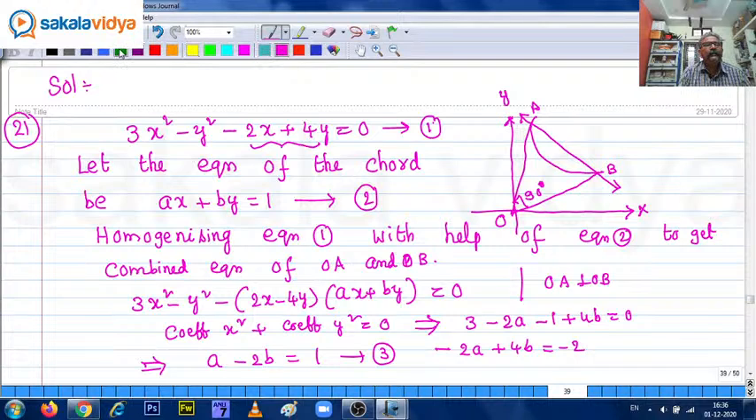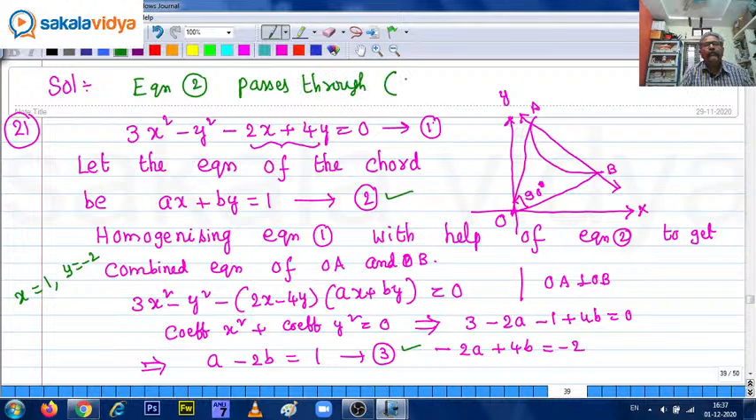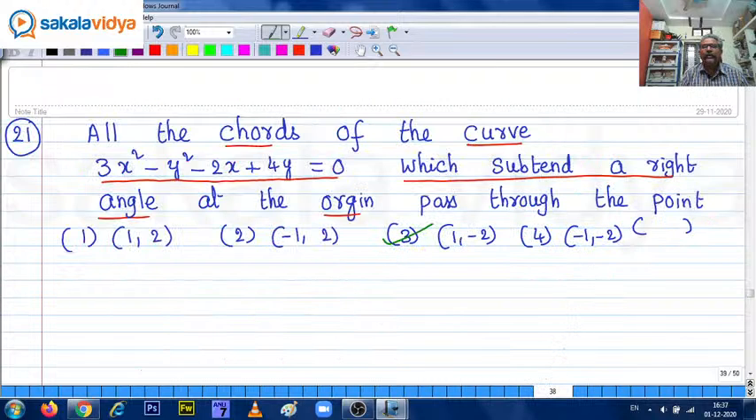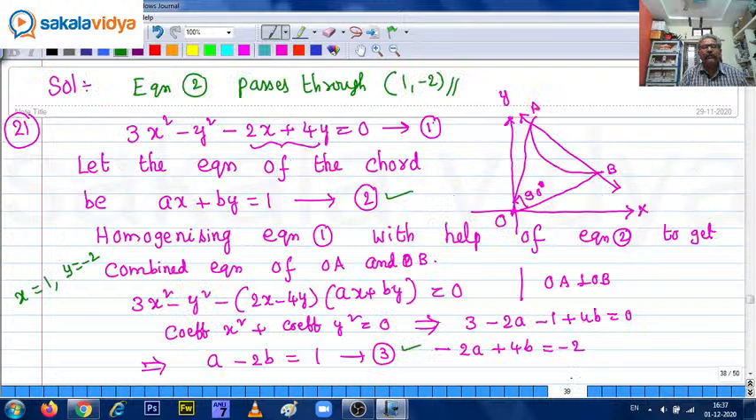Now compare 2 and 3. That means the second equation passes through: in the place of x you get 1, in the place of y you get minus 2. If you put x is equal to 1 here, you get a, and in the place of y minus 2, you get a minus 2b is equal to 1. That means equation 2 passes through 1 comma minus 2. This is the answer, 1 comma minus 2. So that's why third option is the right option.